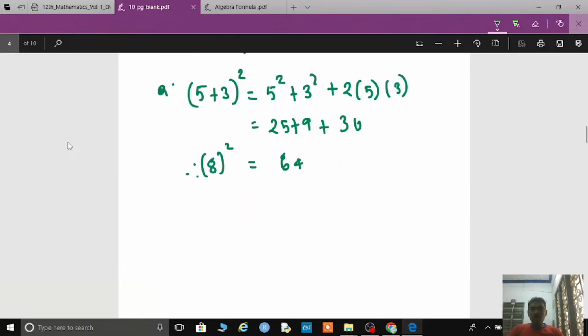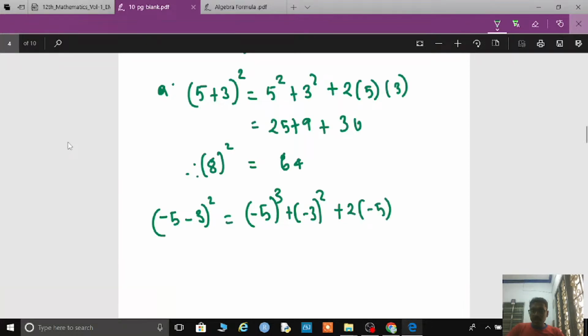Minus a minus b the whole square means let's replace a with minus 5 and replace b with minus 3. We can replace these values in the relevant formula. So minus 5 the whole square plus minus 3 the whole square, plus 2 into minus 5 and minus 3.